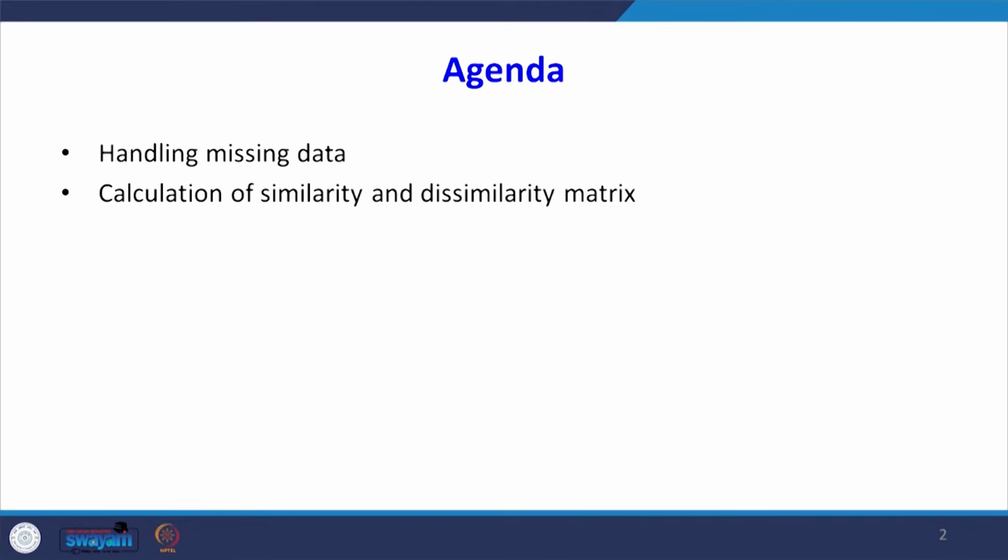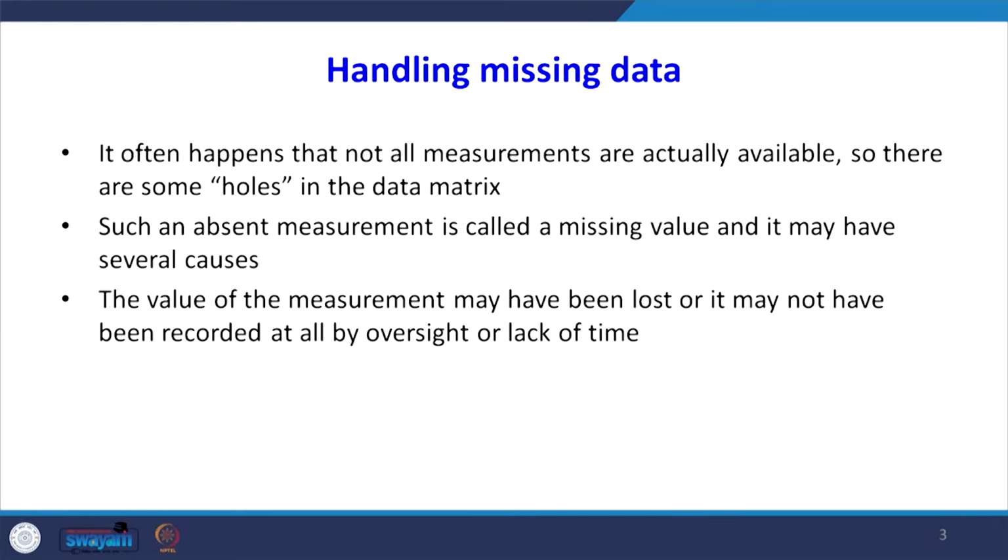In the previous class we have seen the effect of standardization and how to find different distances like Manhattan distance, Euclidean distance and Minkowski distance. Then I explained how to select the variables. In this lecture we are going to see what to do when you are collecting the data and some data is missing, not available, how to handle that situation. Then the very important concept of similarity and dissimilarity matrix. That is our agenda for this lecture.